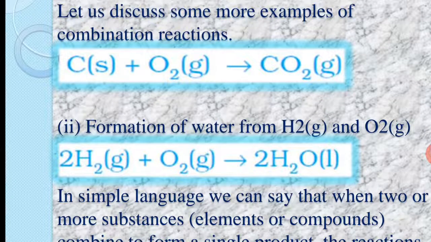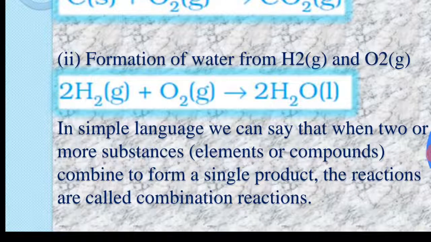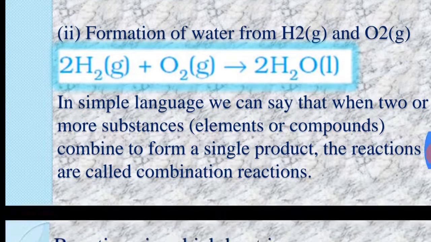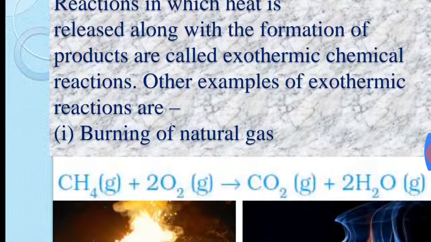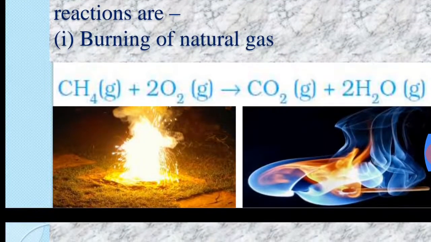Some more examples: in daily life we burn things, that is carbon plus oxygen gives CO2. Formation of water, where H2 plus O2 gives H2O. Here is the flame coloration, burning of natural gas: methane plus oxygen gives carbon dioxide and 2H2O.